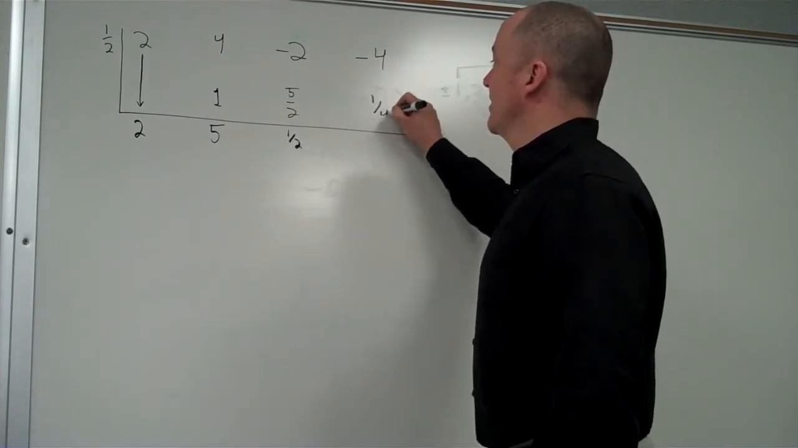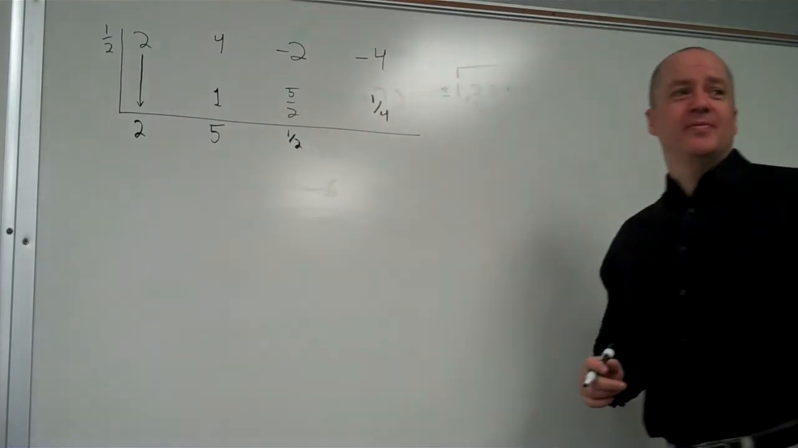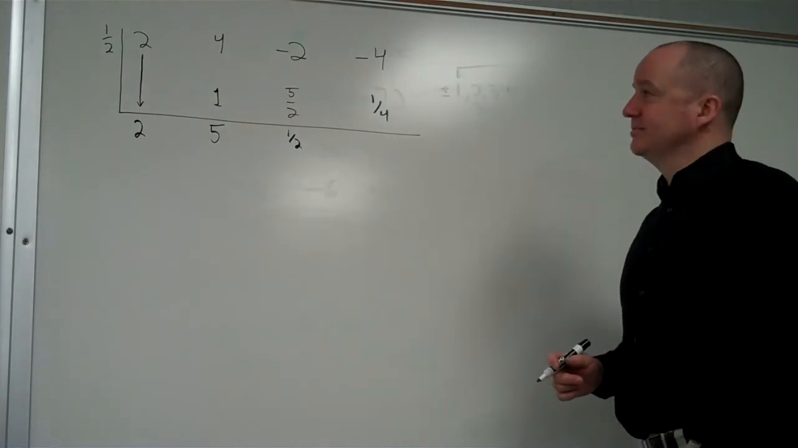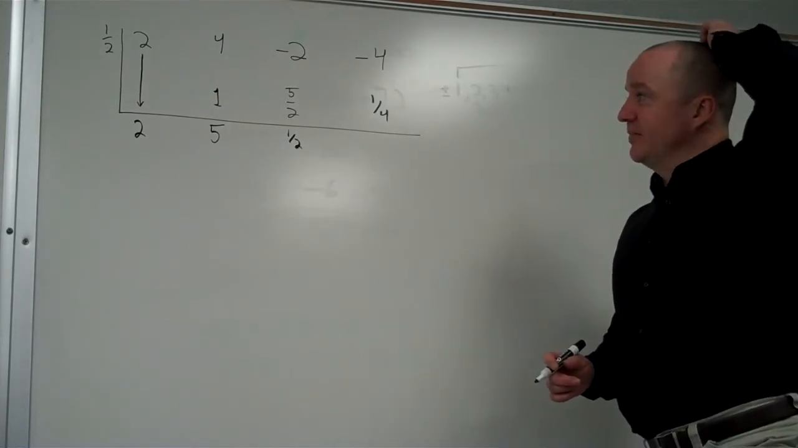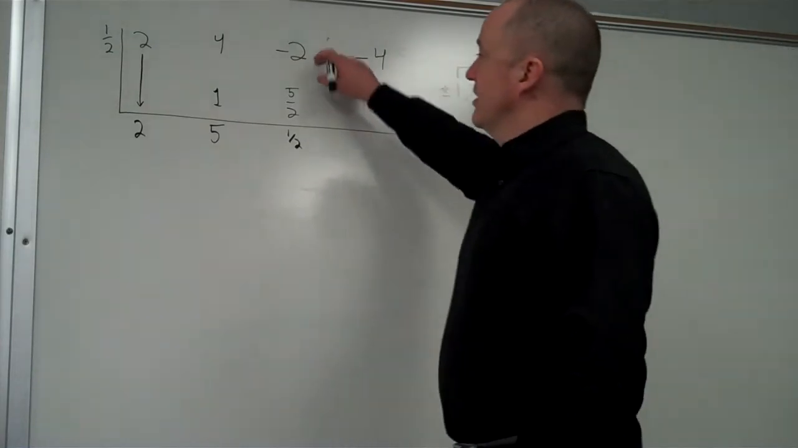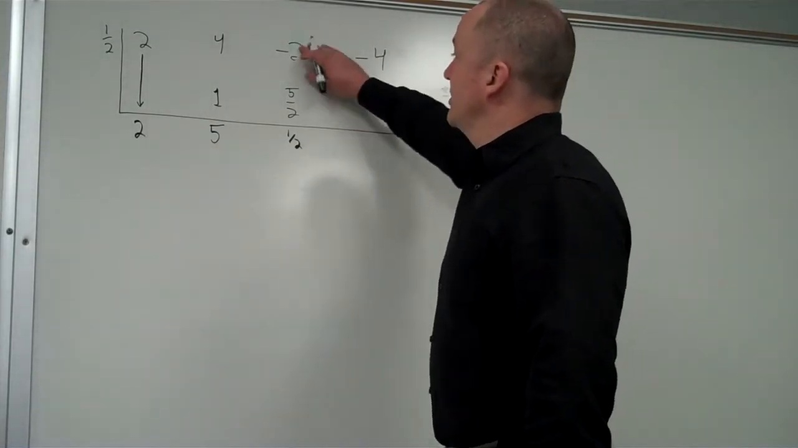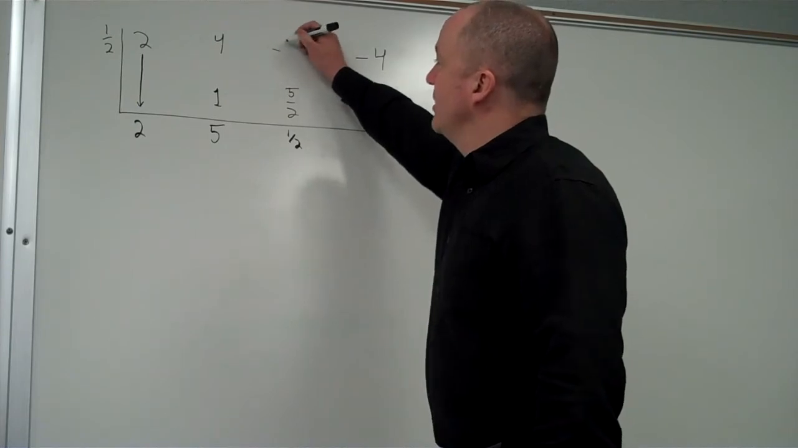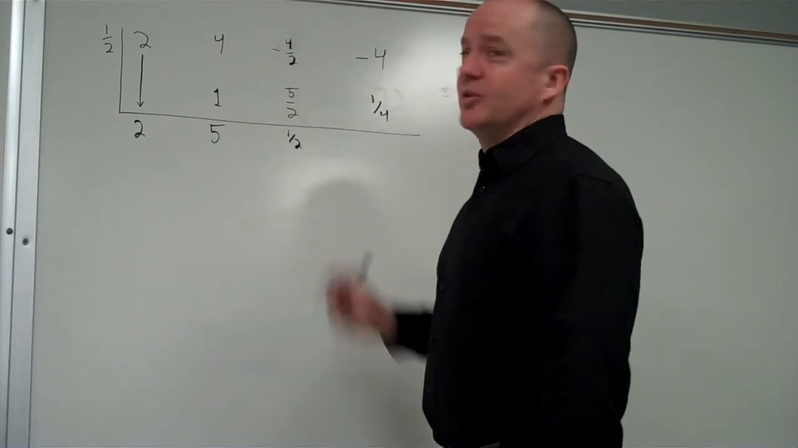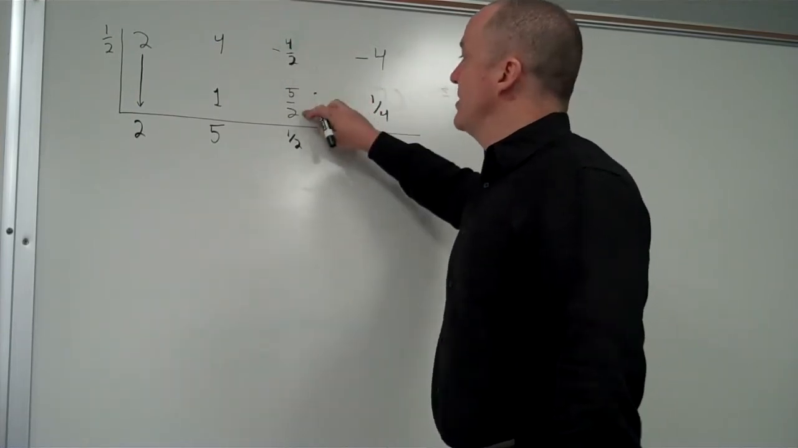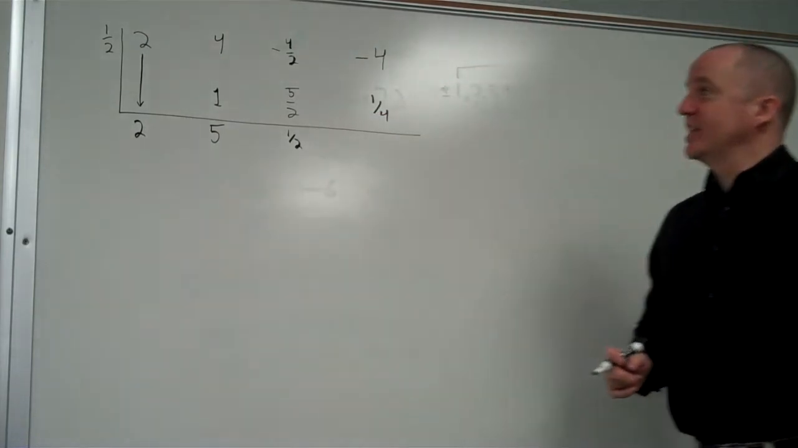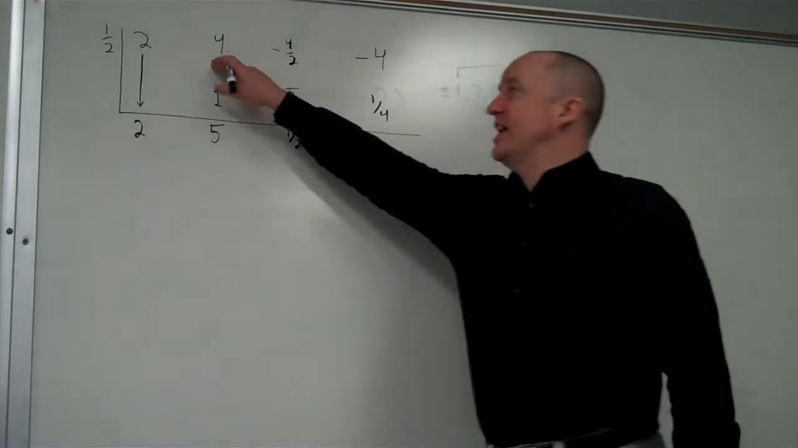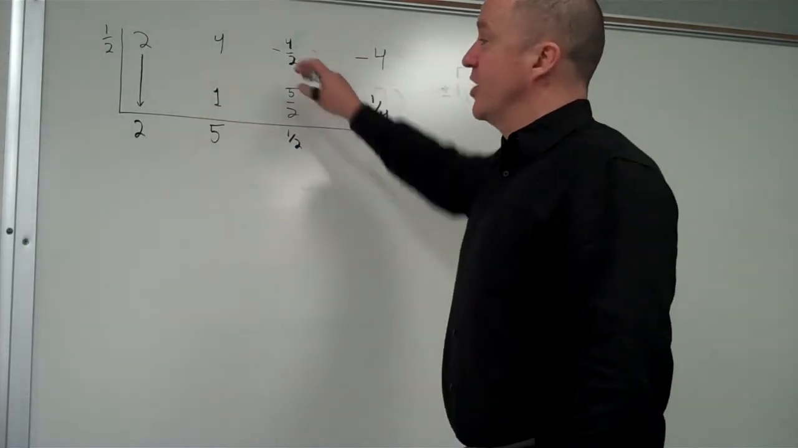1/4. Is the remainder 0? No. Okay, so it doesn't matter what it is. If you're wondering what we did here to get this, I can rewrite -2 as -4/2, right? And now they have a common denominator, and -4 plus 5 is 1. Okay, so that's how I think of it. You can change these to fractions if you want to, as long as you're careful.